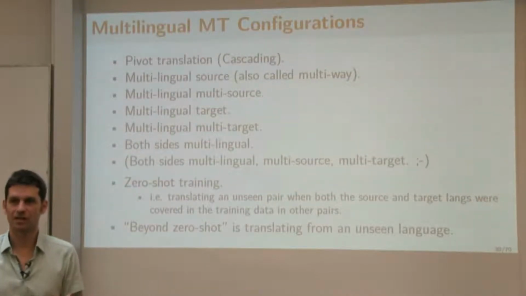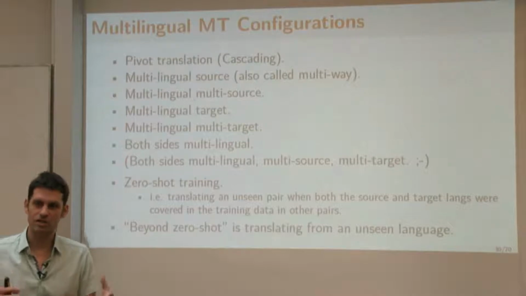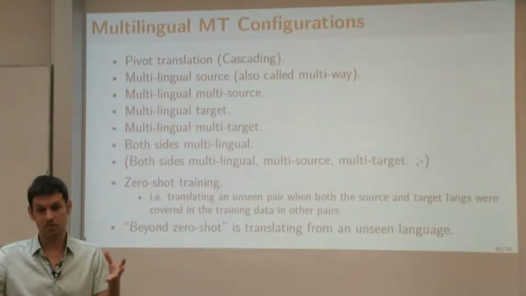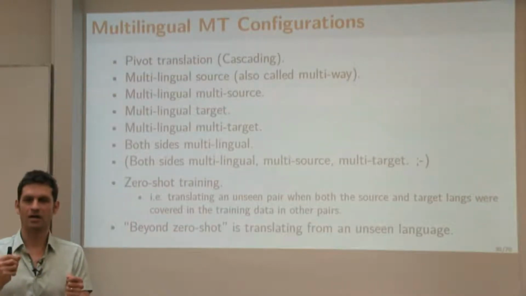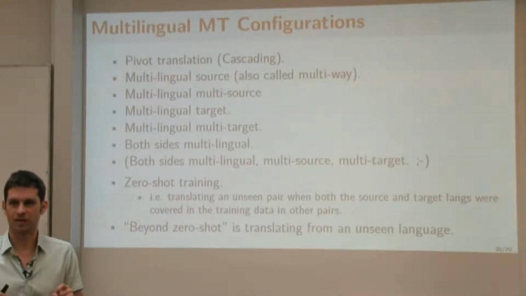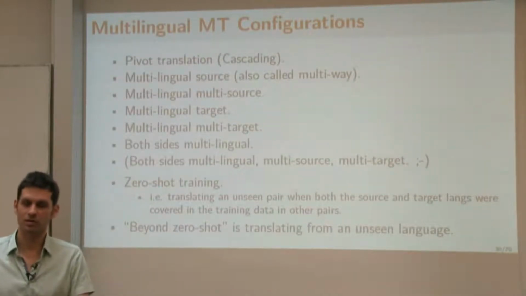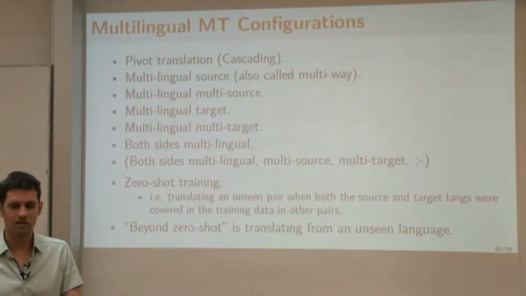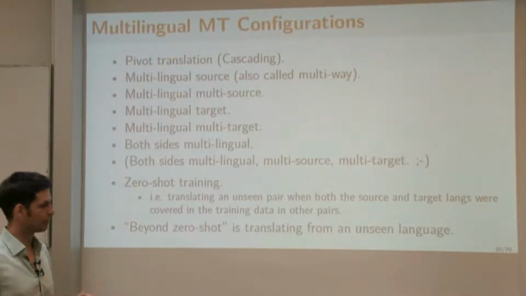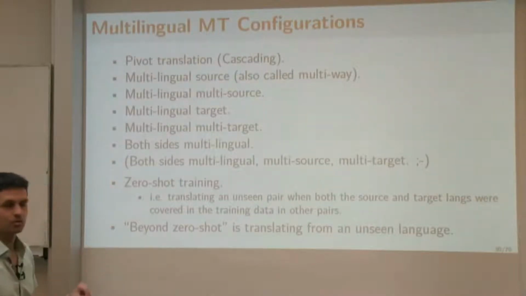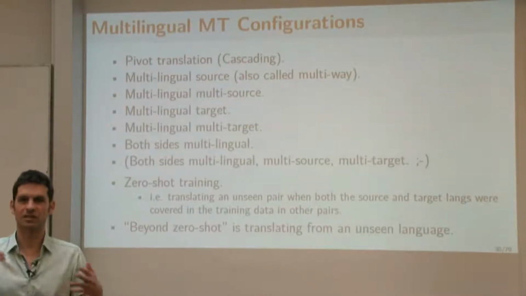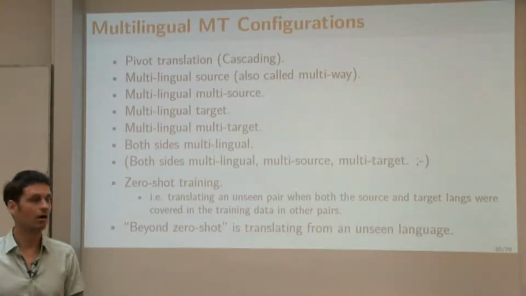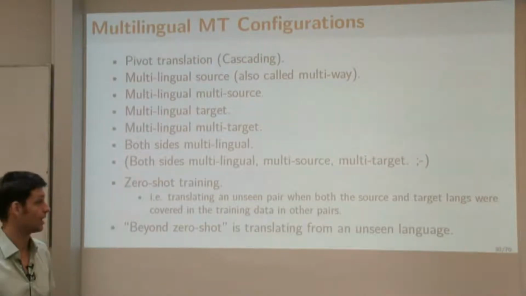In zero-shot training, you have a system which can digest different languages and produce different languages. Can we also use it to translate a pair that it never saw as a pair in the training data? So that's zero-shot. The source language was included among the sources, the target was included among the targets, but the pair of the two languages was never there. And beyond zero-shot is when you expect the system to translate into a language which it hasn't seen at all, or from a language that it hasn't seen at all.